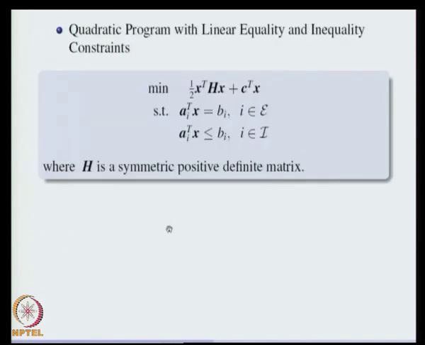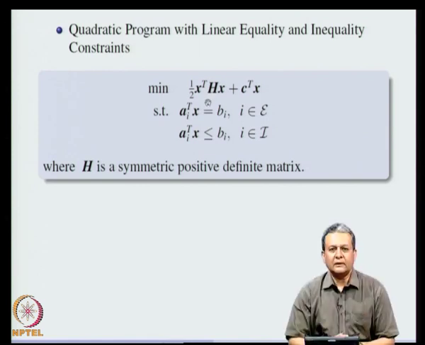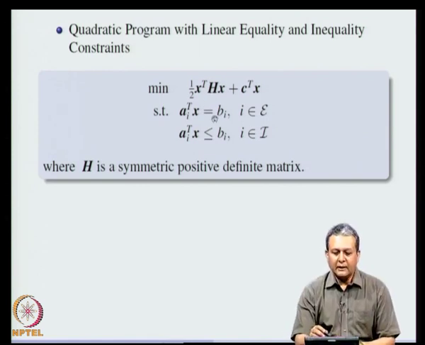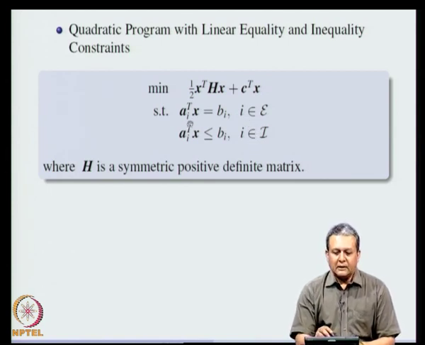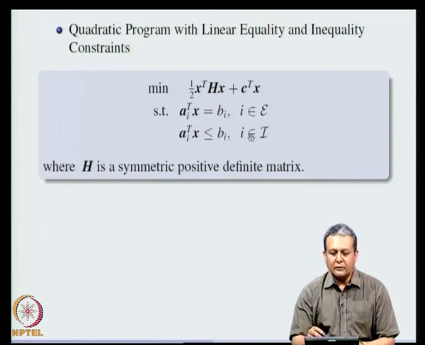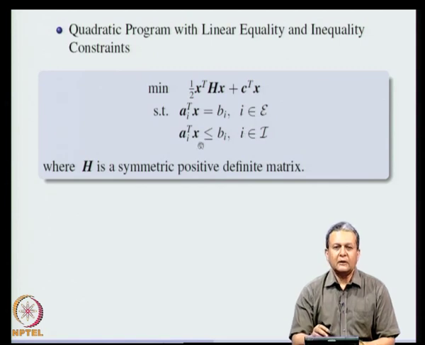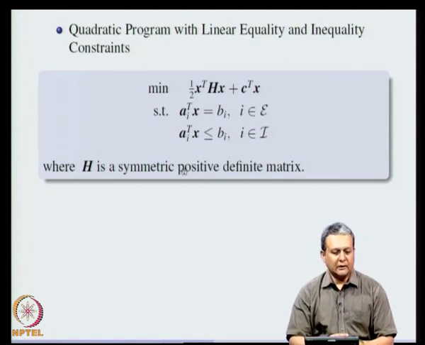So, let us start looking at a general case where we have a quadratic program with a positive definite Hessian matrix, and there are some equality constraints and some inequality constraints. The equality constraints will be denoted by ai transpose x equal to bi, and inequality constraints will be denoted by ai transpose x less than or equal to bi. Depending upon which set the index i comes from, there will be either equality or inequality constraints.